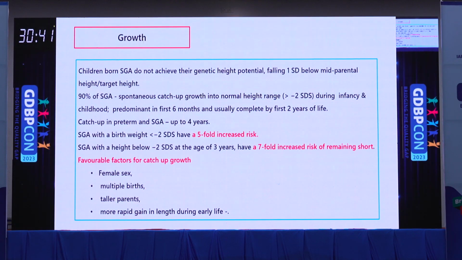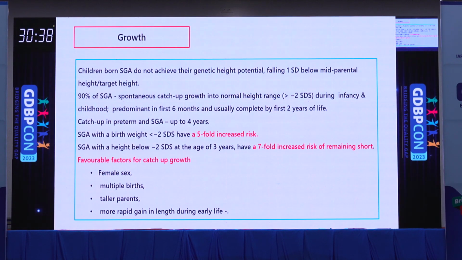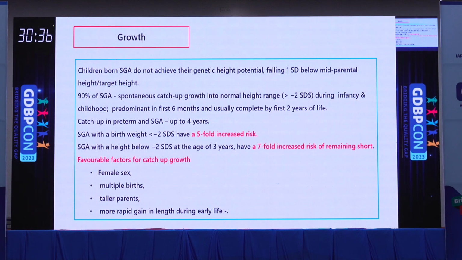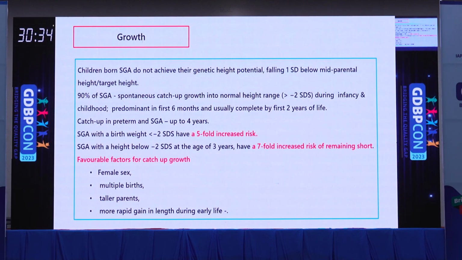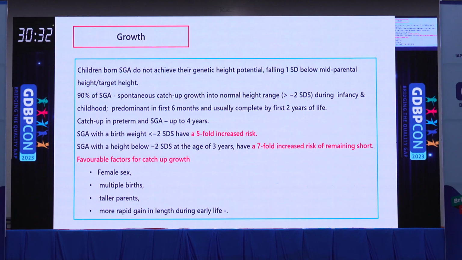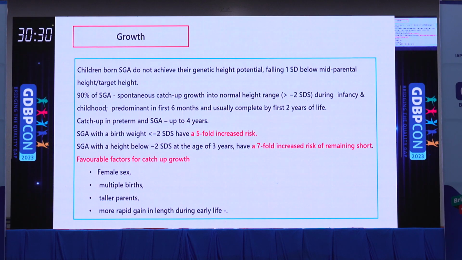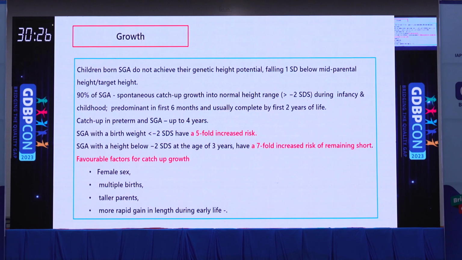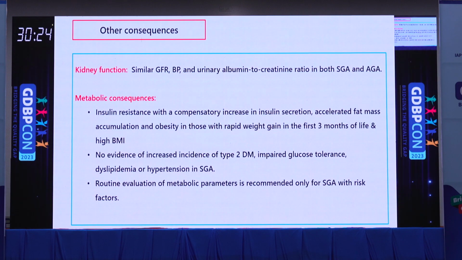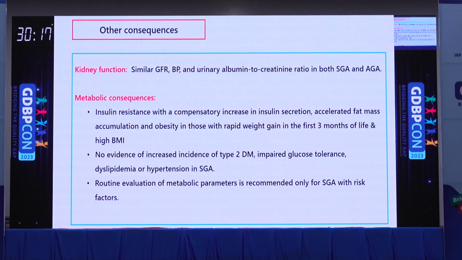But favorable factors that promote appropriate catch-up growth during infancy and childhood would include female sex, that calls for survival of the female sex, multiple births, taller parents, and more rapid weight gain during the early period of life. And both SGA and AGA babies do not demonstrate a very big variation in renal function when they grow older. They have similar renal functions, similar GFR, BP and protein creatinine ratio.